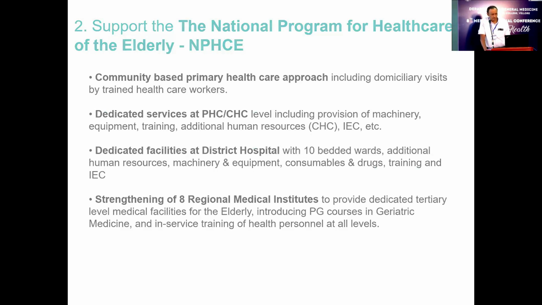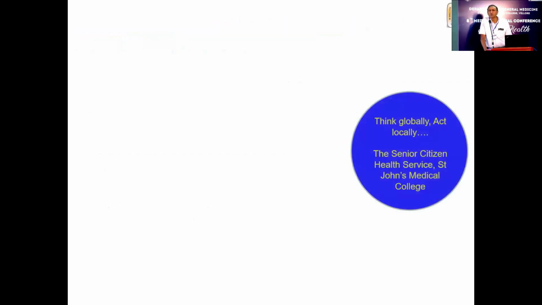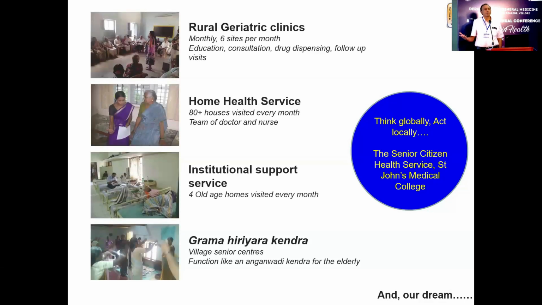Okay, I'll end with just a mention of what we do at St. John's. This is our senior citizen health service. We started off about 20 years back with the first rural geriatric clinics in our rural health centers, and now expanded to about 5 or 6 villages, where every month a team goes and conducts a geriatric clinic at a primary care level at the village site.